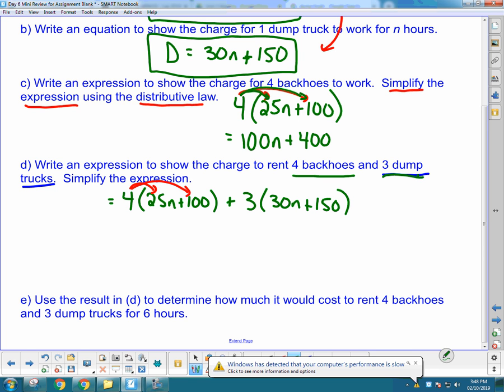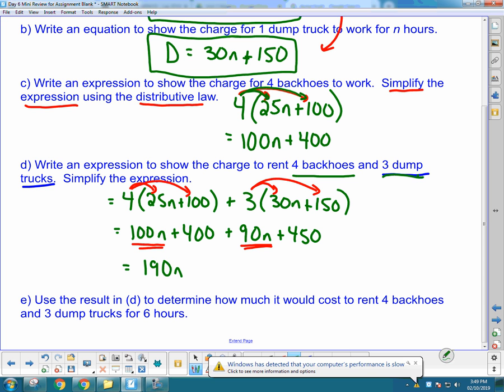So we already know this part is 4 times 25 is 100N, and 4 times 100 is 400. That part is just like what we did. But here we're now going to rainbow 3 dump trucks. So the 3 times the 30 is 90N, and 3 times 150 is 450. And of course, we can simplify further because we have like terms. We have 100N and 90N. So 100 plus 90 is 190N.